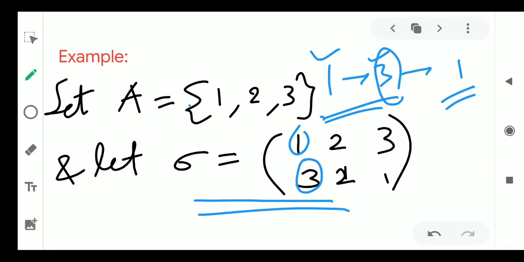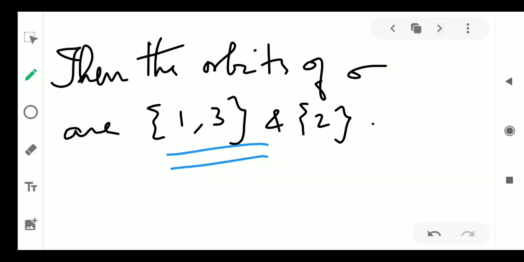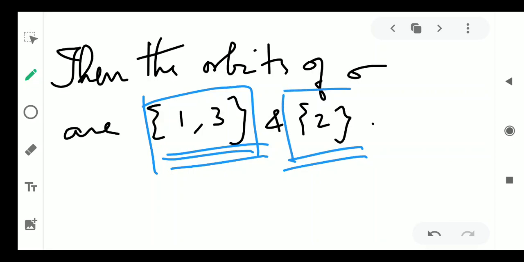Now for 2, there is only one image. The image of 2 is 2, and even if you apply sigma many times, 2 is always mapped onto 2 itself. Therefore, these are the two orbits of sigma. You see the complete A, {1, 2, 3}, is partitioned into this equivalence class and this equivalence class. So the orbits of sigma are the set {1, 3} and the set {2}.